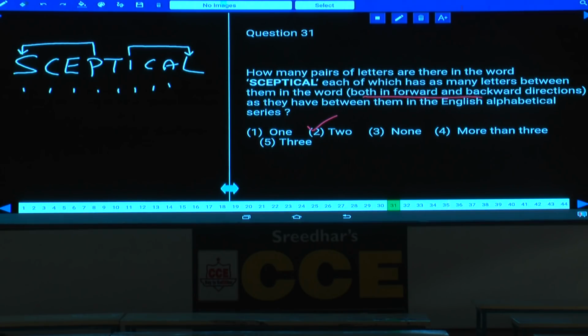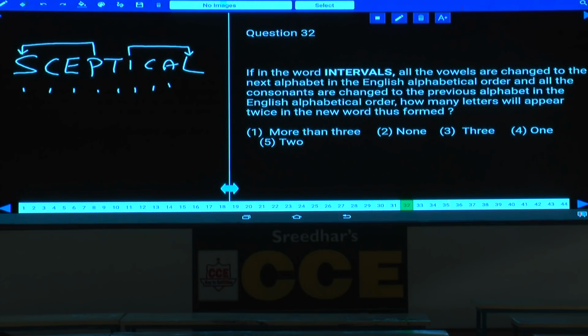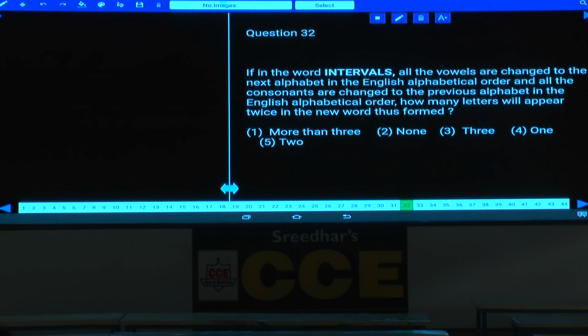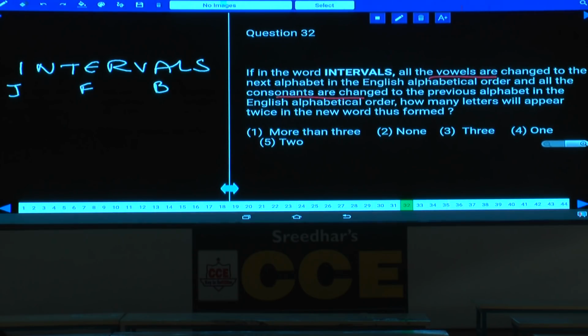Done with this? Then question number 32. Now, in the word intervals, all the vowels are changed to the next alphabet. I is a vowel, its next alphabet is J. E is a vowel, next alphabet is F. A is a vowel, next alphabet is B. And all the consonants are changed to the previous alphabet. Consonant previous means N minus 1 is M, T minus 1 is S, R minus 1 is Q, V minus 1 is U, L minus 1 is K, and S minus 1 is R.